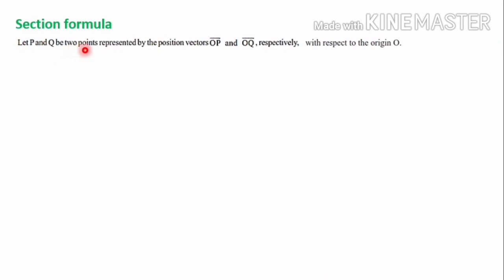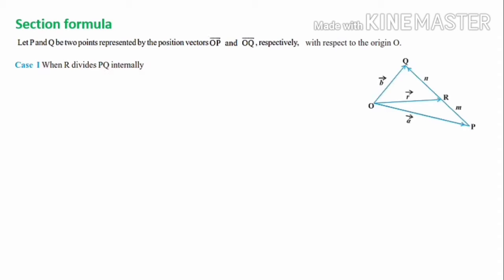Next we shall discuss the section formula. Let P and Q be the two points represented by the position vectors vector OP and vector OQ respectively with respect to the origin O. The first case is when R divides PQ internally. Suppose there are two points P and Q and their position vectors OP and OQ are marked here, and there is a point R which divides P and Q internally in the ratio m is to n. Internally in the sense R must be in between P and Q.